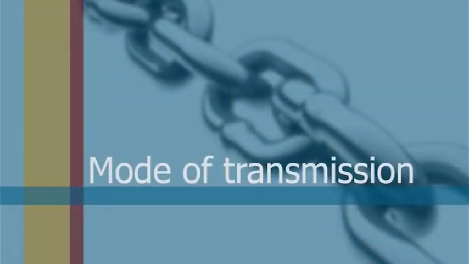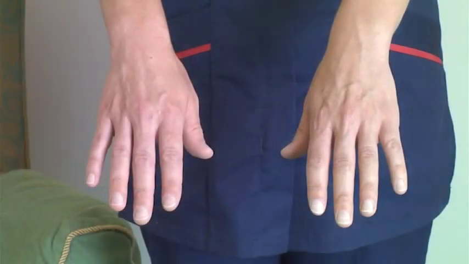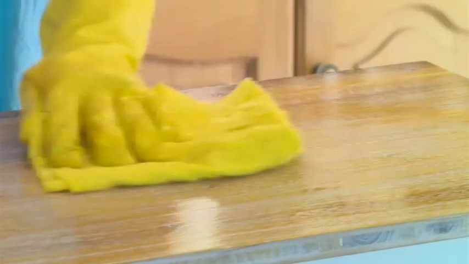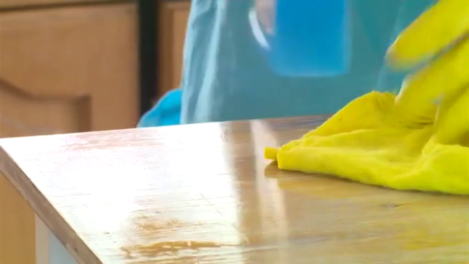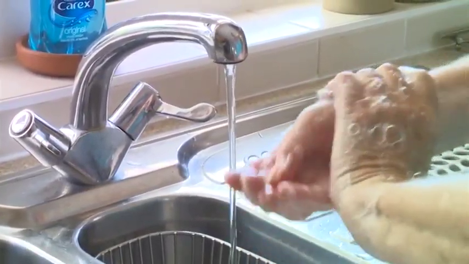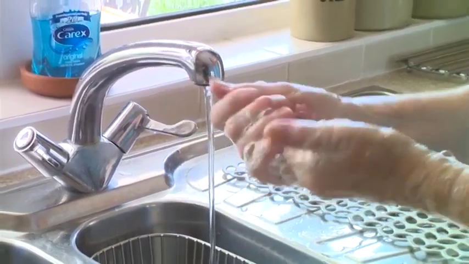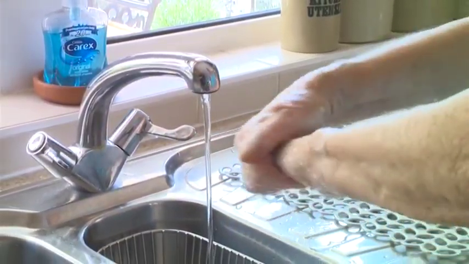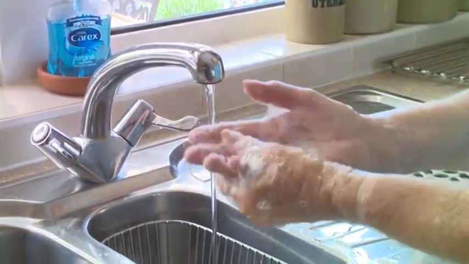Mode of transmission. How the organism is moved from one place to another. All microorganisms need a method of transmission. One of the most common modes is by hand. Our hands come into contact with many possible infectious agents, for example body excretions and secretions. If hand hygiene is not rigorously applied, it is all too easy to transmit microorganisms from one person to another.